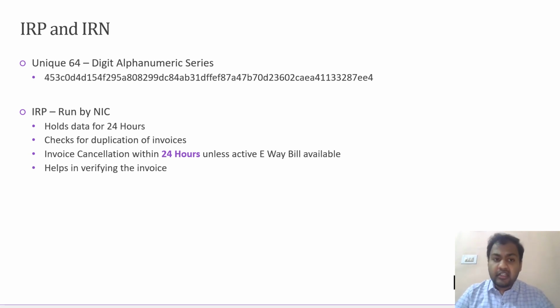Okay, and the IRP will help in verifying the invoice. That's all. So if somebody sends you an e-invoice, and you want to see whether it has actually been generated electronically or not, then you can go to the IRP, put in the invoice number, and it will help you identify whether this invoice has been electronically generated or not.